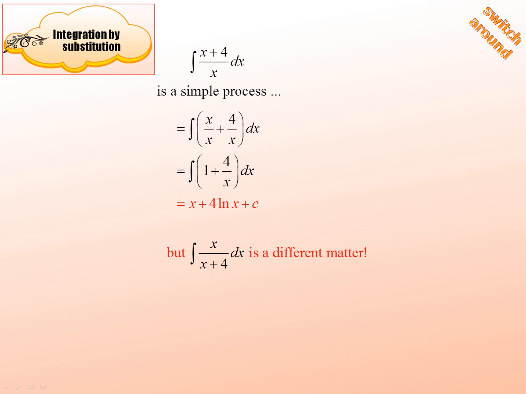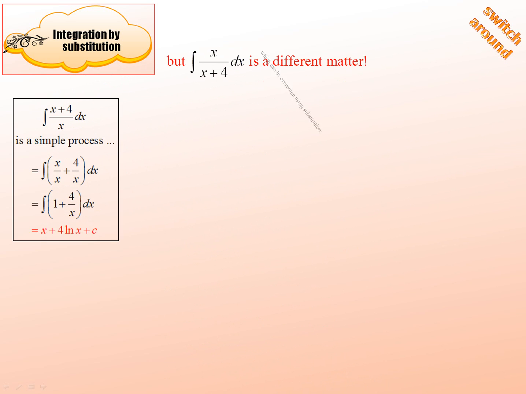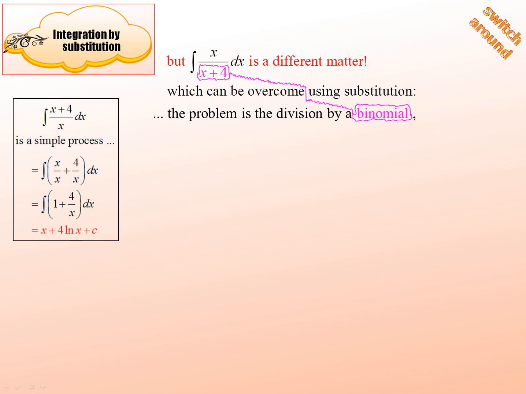And that's finished. But this is a different matter. Here we have a binomial in the denominator. We cannot separate into different fractions, but there is one way around it, if we can aim to do a substitution which gets rid of the binomial and gives us a monomial, a single term. Well, that's pretty straightforward. Let u equal x plus 4.